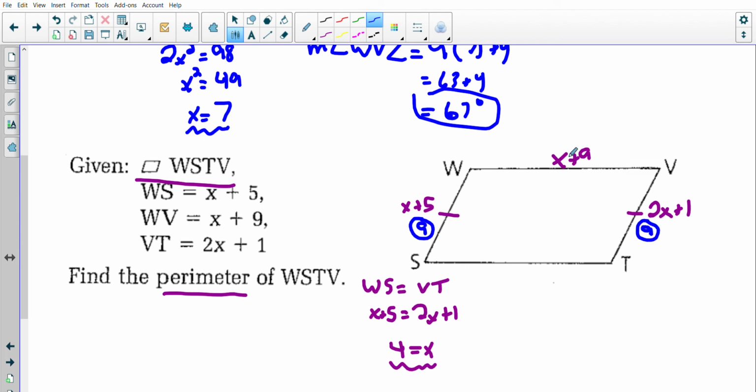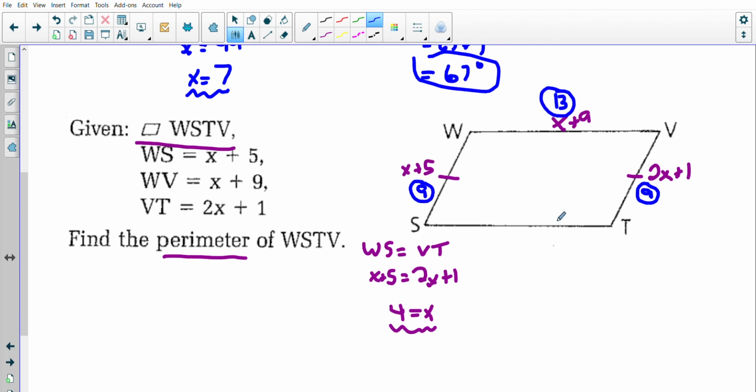Then when I plug in 4 for x up here, I'll plug it in up here as well. It says x plus 9 over here, so I'll plug in 4. And if I plug in 4 plus 9, I'm going to end up getting 13. So I get 13 there, and now that means I should get 13 here.